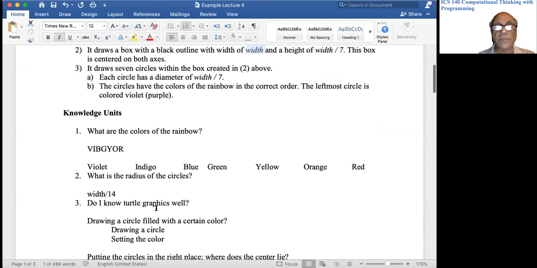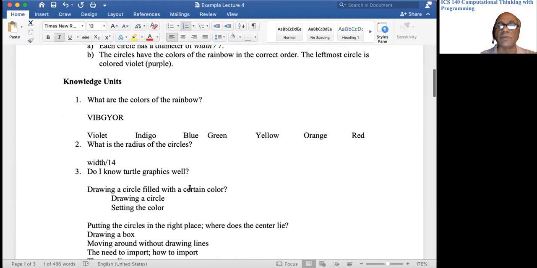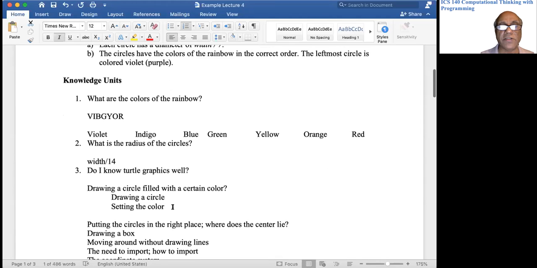Okay. How do I draw a circle with a certain color? How do you set the color, etc.? That one can be done by reading the Python documentation, or in this case, you can also read the book. So those things you can get from someplace, all right?